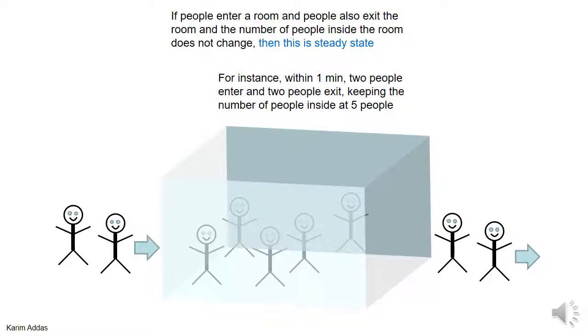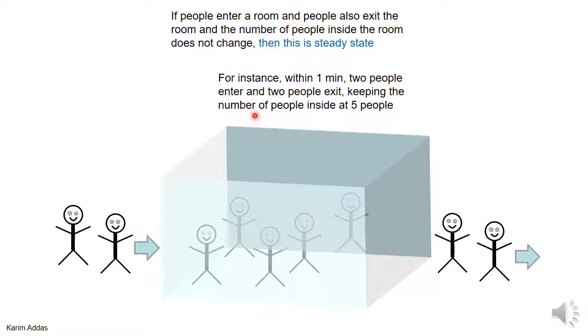Okay, so we want to now discuss what it means to be in steady state. Let's explain this with a very simple example. Let's say you have a room and the room has some people inside it, and then there's a door on the left where people can enter, and there's a door on the right where people can exit. The situation of steady state happens when the number of people in the room doesn't change with time.